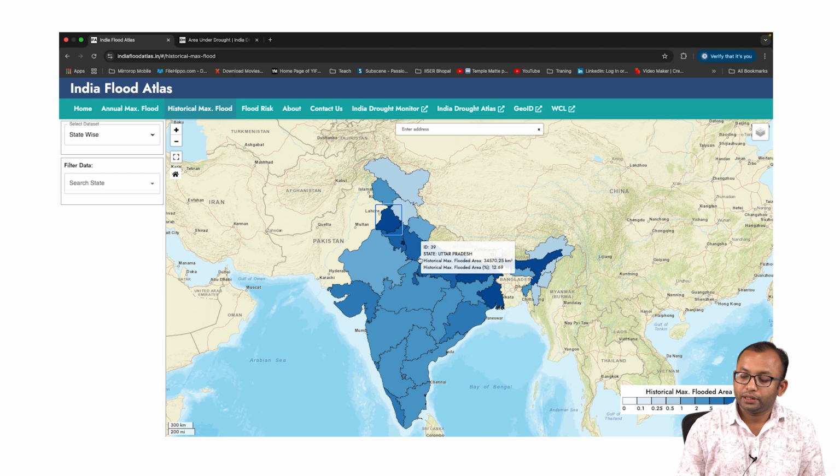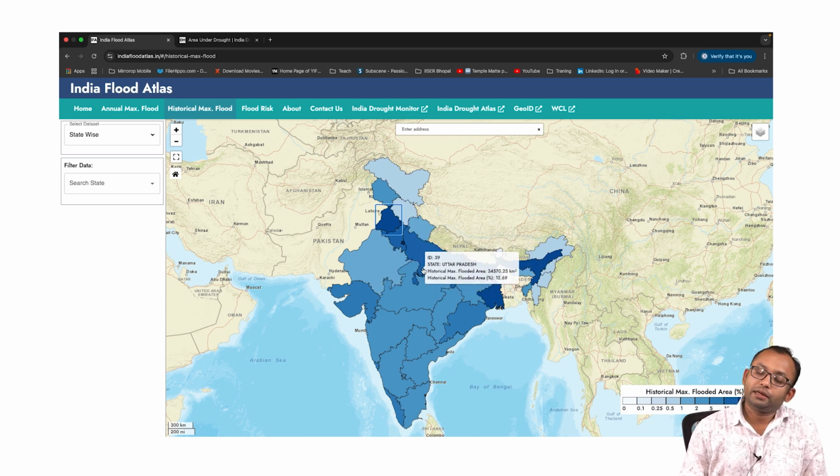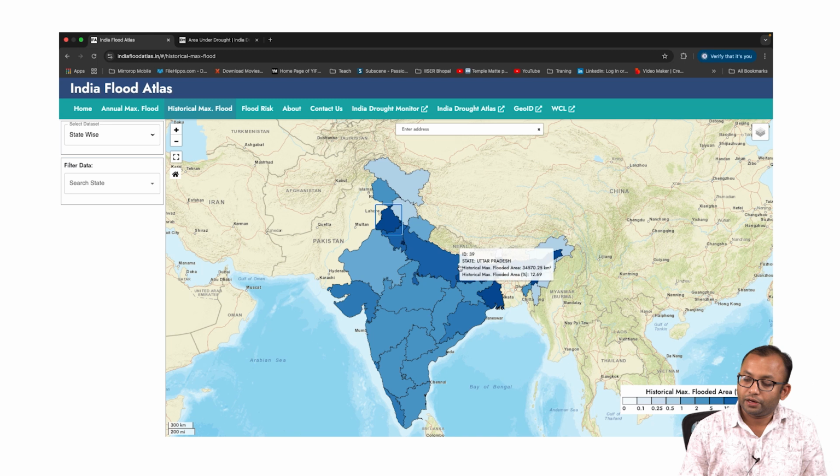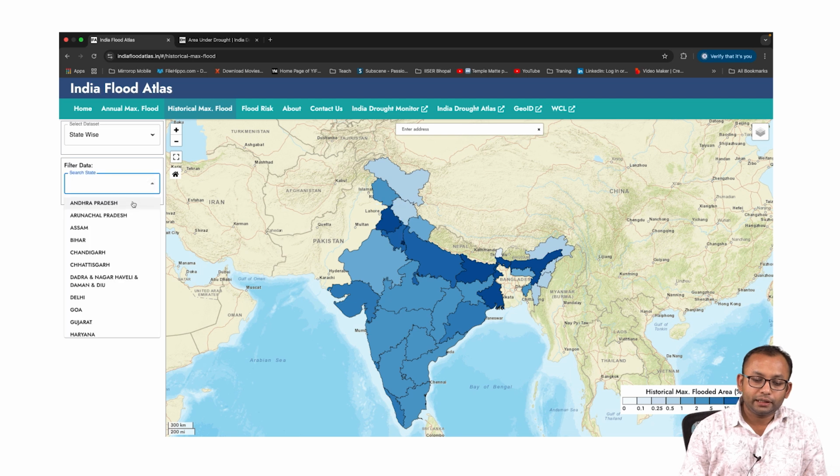If you go to Uttar Pradesh, the area increases significantly, to around 34,570 square kilometers, close to 12.69%. In the state of Bihar, it is around 25,938 square kilometers. So, when you have a larger region, although the percentage is less, the magnitude is very high. In Uttar Pradesh, the area affected by the maximum flooded region has the relatively highest value compared to all these different regions. So, suppose I click Uttar Pradesh, which shows the highest magnitude of flooded area.